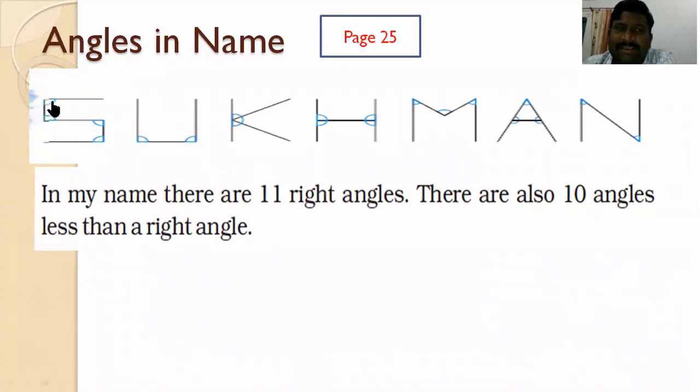Okay, where are they? See here. S. These are exactly 90 degrees. Okay, and this is 1, 2, 3, 4, 5, 6, 7, 8, 9, 10, and this is 11. So 11 right angles. And there are 10 angles less than a right angle. So less than right angle: 1, 2, 3, 4, 5, 6, 7, 8, 9, 10.